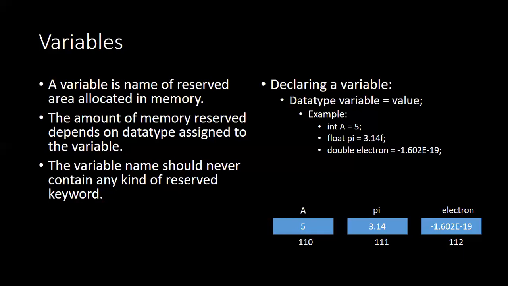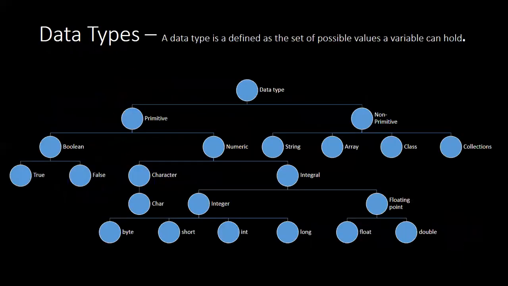The data can be inserted at any location. Suppose a equals 5, so a is the variable name, 5 is the data, and 110 is the memory location. The memory location can be assigned randomly, depending upon what kind of applications are being used by Java and other software in the operating system.